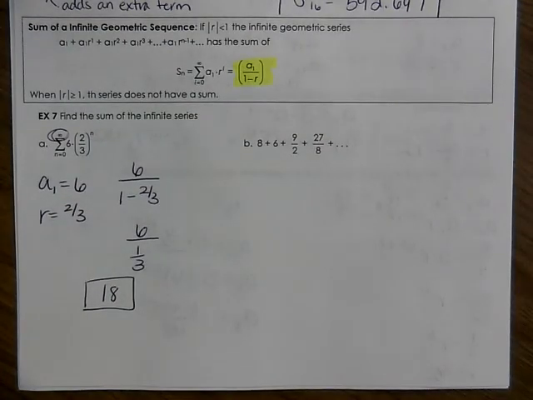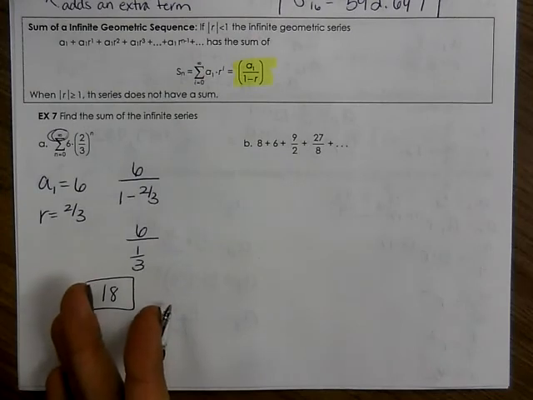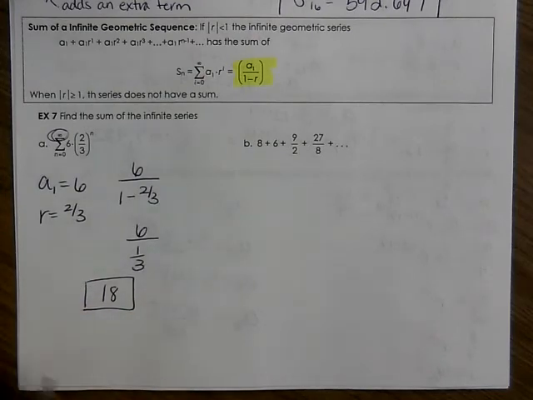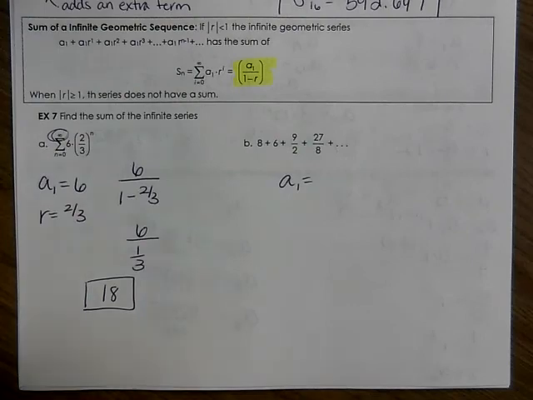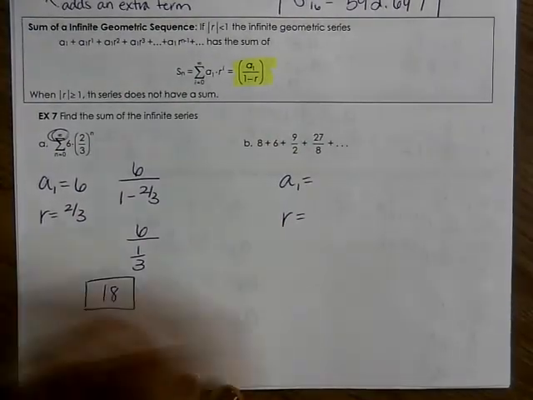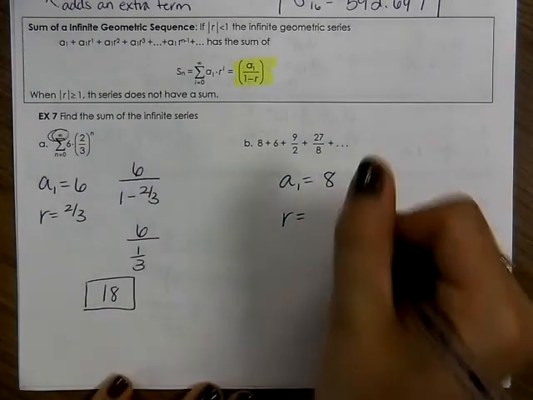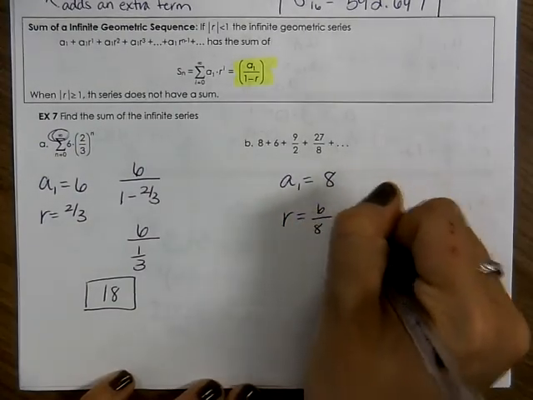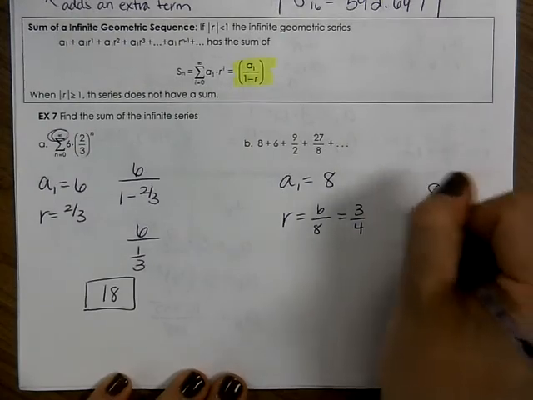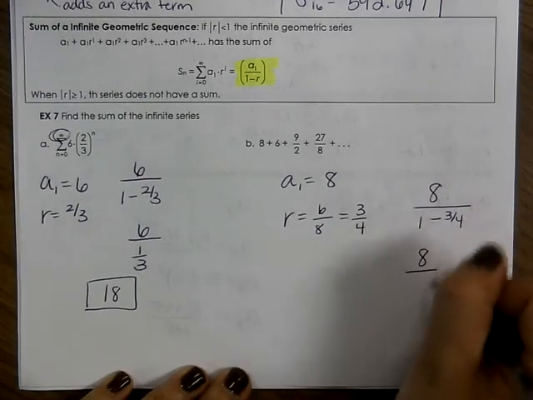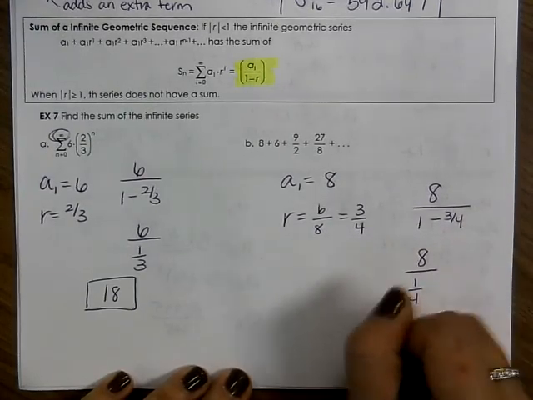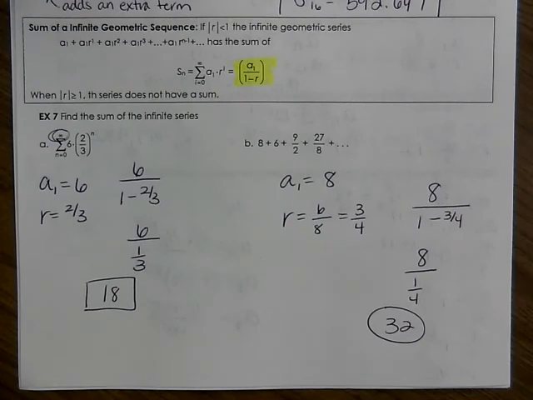Okay, so here, what do we have to do? It's different, right? Because it's not in this summation notation. So now we have the list of terms, but you only need 2 pieces of information. You need the first term, and you need what? R. So what's the first term? 8. And how do you find R? 6 divided by 8. So 3/4. So I'm going to have 8 divided by 1 minus 3/4. So 8 divided by 1/4, I get 32. This one's easier, right? Easier formula.